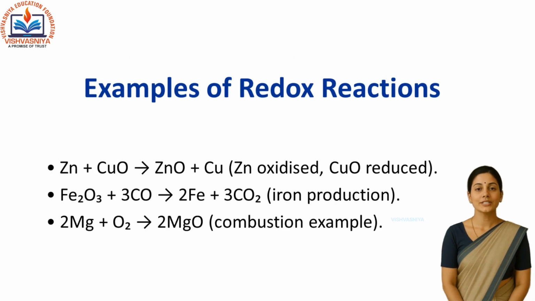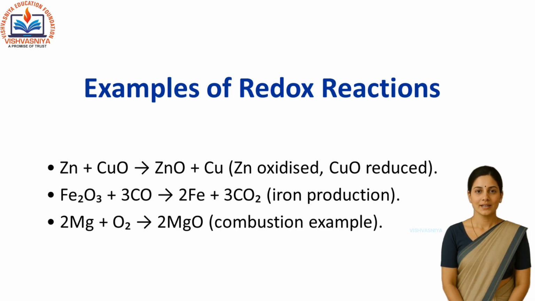When magnesium burns in oxygen, it forms magnesium oxide. We say 2Mg plus O2 gives 2MgO, magnesium is oxidized. Now consider copper oxide heated with hydrogen. We speak it as CuO plus H2 gives Cu and H2O. Copper oxide is reduced to copper and hydrogen is oxidized to water.